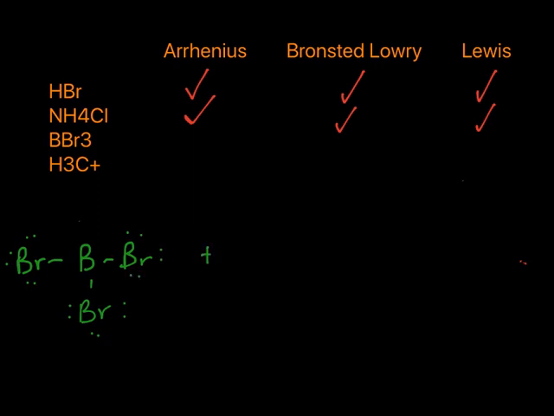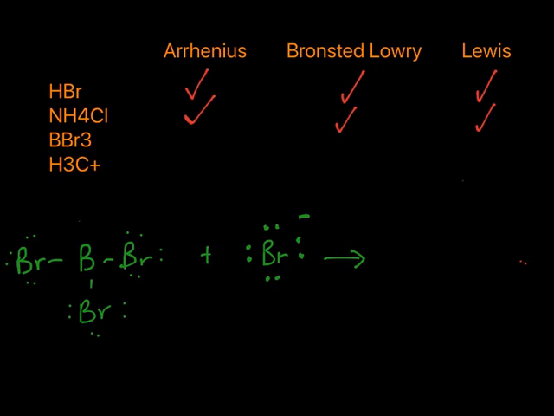Okay, so if this was, let's say, with another bromide anion, so what does it do? So again, boron is electron deficient because it only has 6 electrons around it.